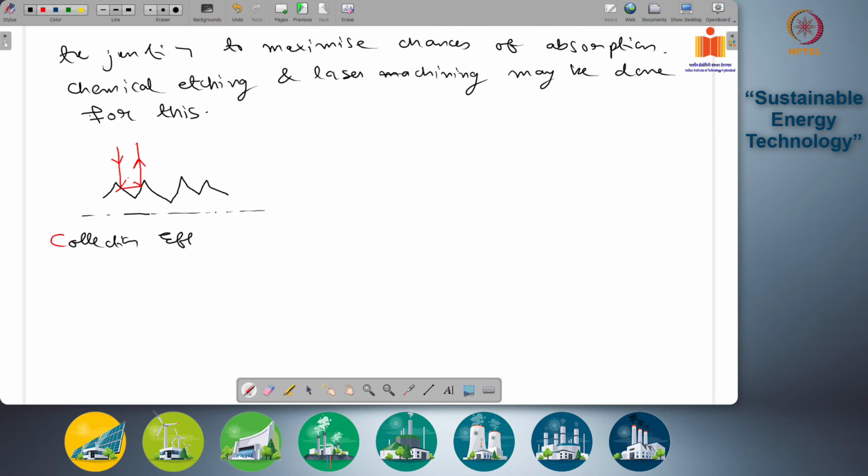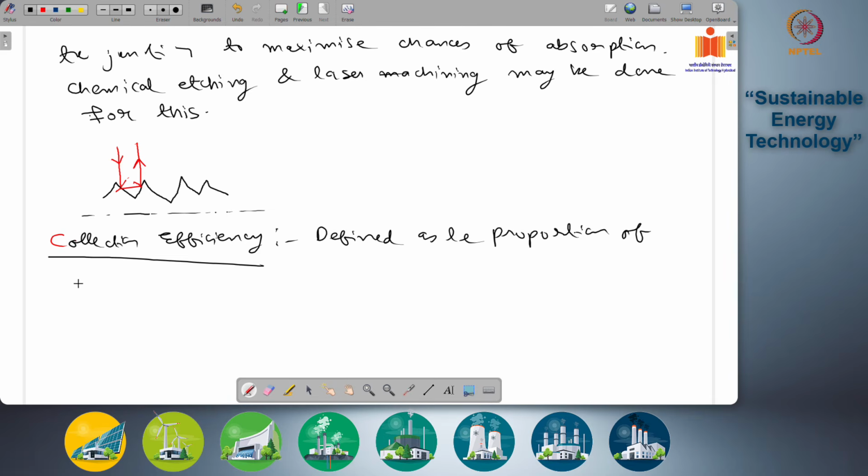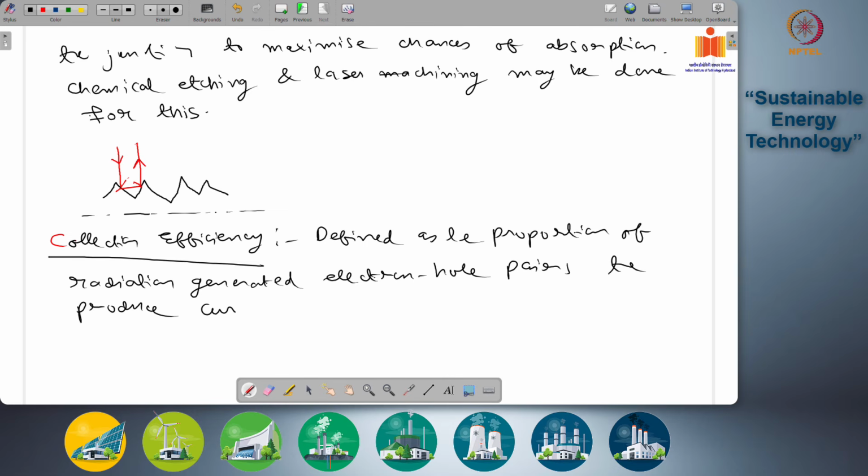Collection efficiency. So this is defined as the proportion of radiation generated electron hole pairs that produce current in the external circuit.